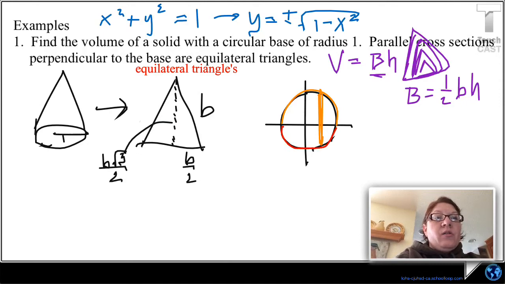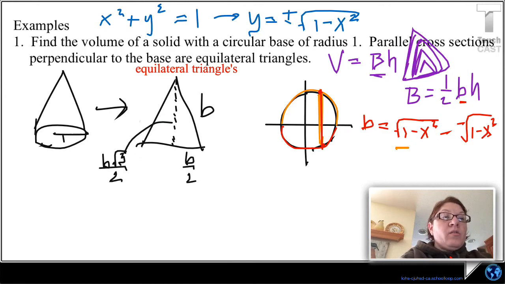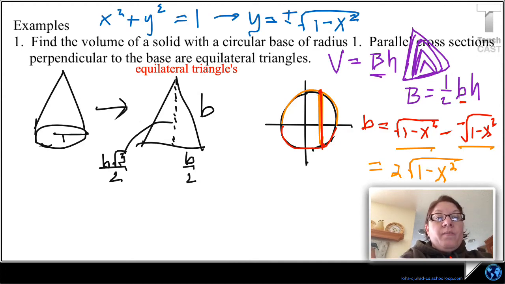Now, this cross-sectional slice right here in orange would be the base of my triangle. And so I'm going to have to do top minus bottom to get that little base. So the top would be the positive square root, and then I'd subtract the bottom, which would be the negative square root. So I'm going to end up, of course, adding these, which means the base of all my triangles is 2 times the quantity of the square root of 1 minus x squared.